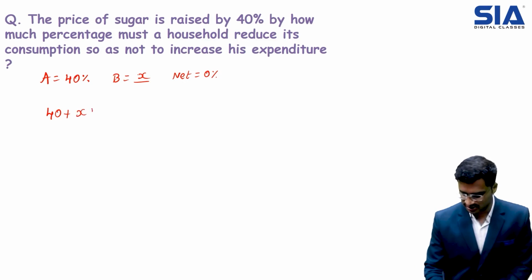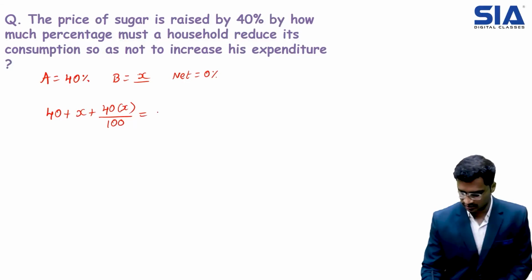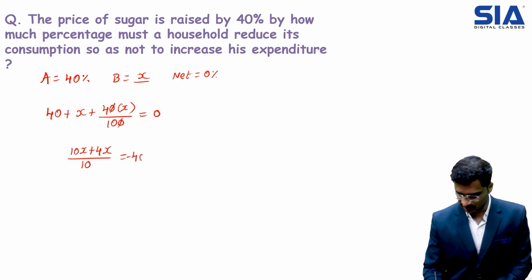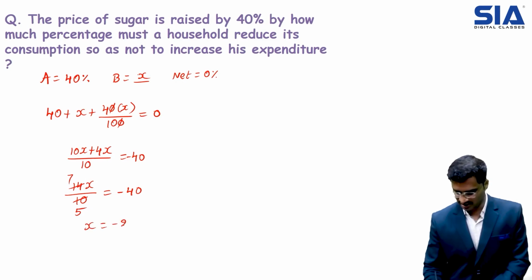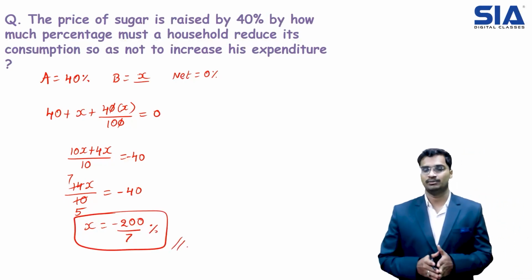So 40 plus x plus 40 into x by 100 is equal to 0. So 0 and 0 get cancelled. 10x plus 4x divided by 10 is equal to minus 40. 14x by 10 is equal to minus 40. 7s are 2, 5s are. So the x value is minus 200 by 7 percent. So the consumption should be decreased by 200 by 7 percent.